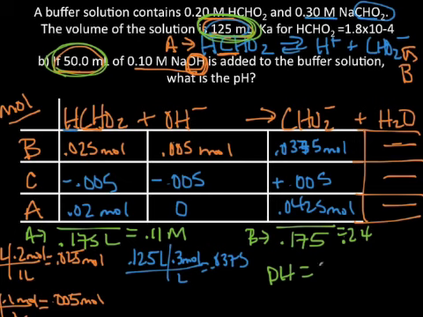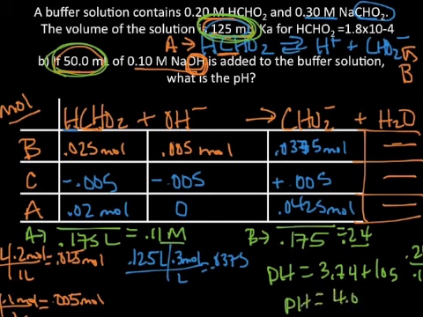So pKa I have from the previous problem, so it's still 3.74, plus log base, which is my 0.24 from right here, over acid, which is 0.11 from there. So when I solve that, my pH ends up being 4.08. And if I look back to what my previous pH was, the pH of this buffer started out at 3.92.